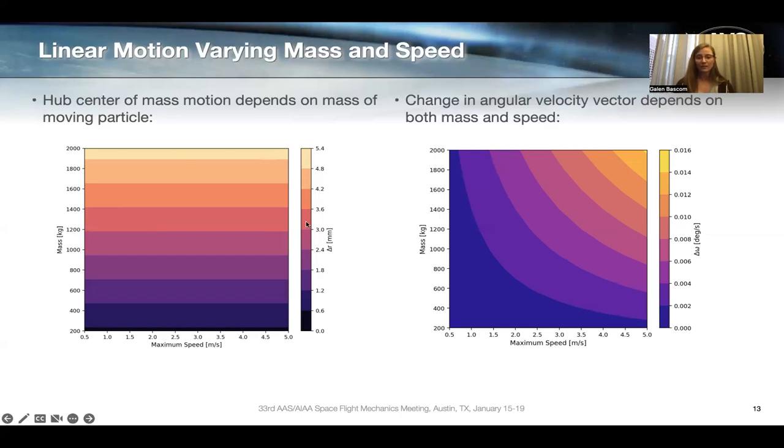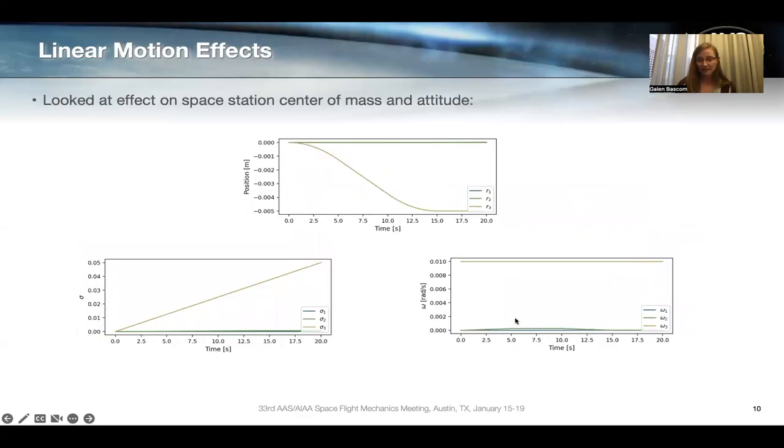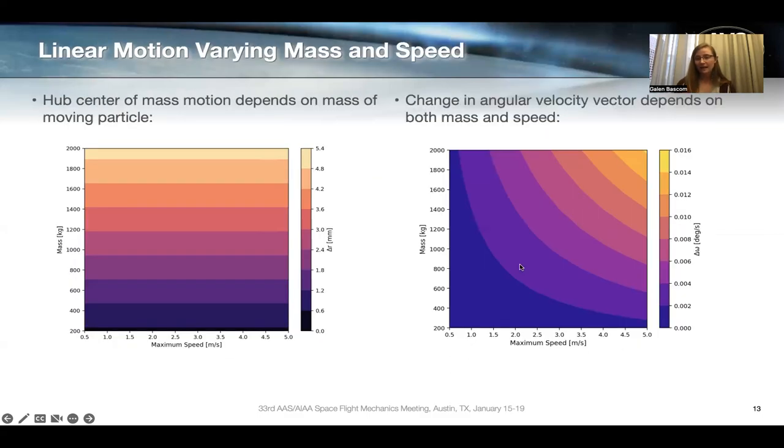The other thing we looked at was, during the motion, what was the change in magnitude of that angular acceleration vector? And that depended on both the mass and the maximum speed. So if we look back just a few slides, basically this change that's happening right here, its magnitude is on the order of 0.01, 0.02 degrees per second. And it depends on both the size of the moving particle and how fast you're getting it to move.